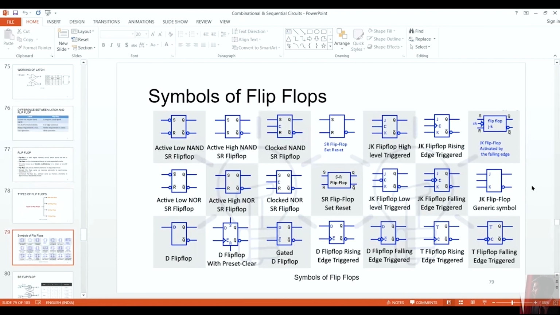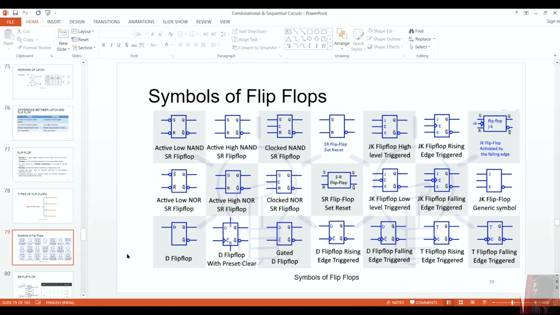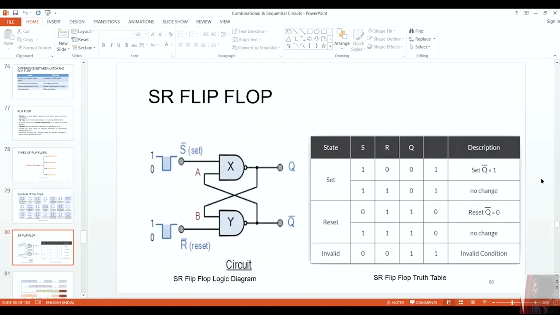These are some symbols. You can use NAND gate also, you can use OR gate also, but normally we use NAND gate. And you can see there are some symbols of flip flop. In T and D flip flop, we have one input. In the SR and JK, we have two inputs. Clocked SR is nothing but JK, we can say to a certain extent, and SR does not have a clock.